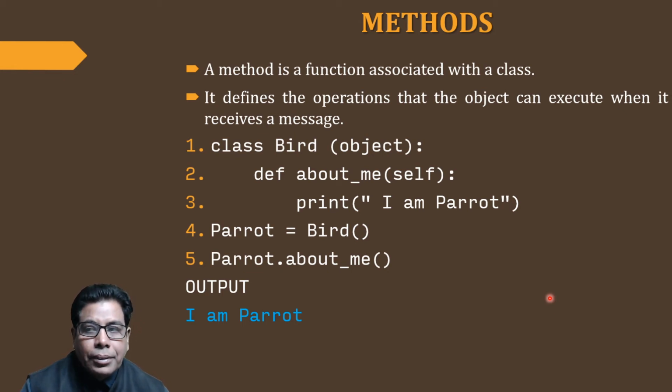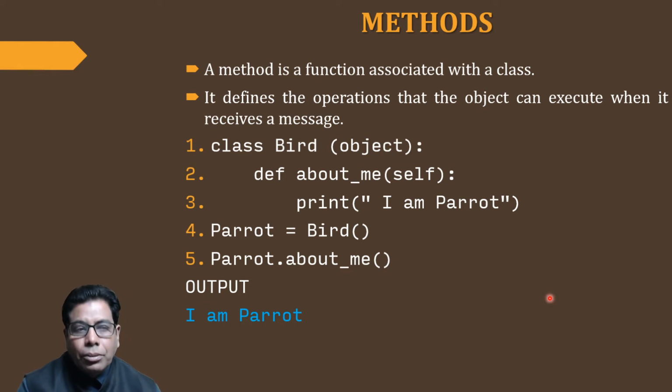Now a method is nothing but a function associated with a class, and it defines the operations that the object can execute when it receives a message. So the methods are associated with a particular object.